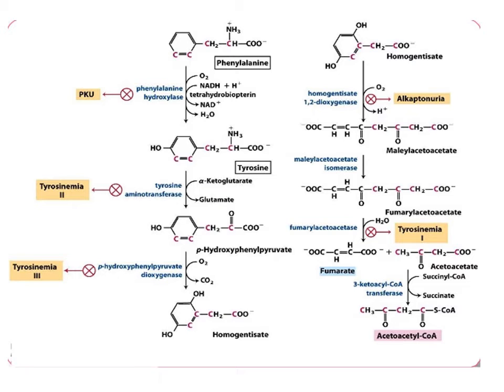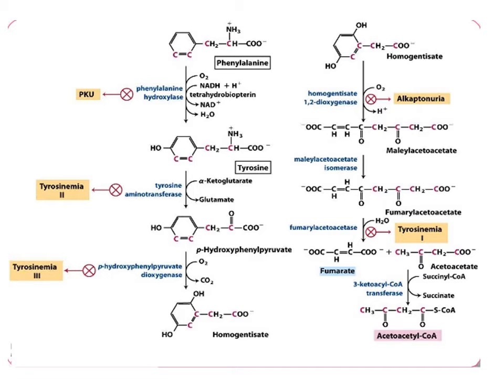And again this fumarylacetoacetate is an 8 carbon compound which is acted upon by an enzyme called fumarylacetoacetate hydrolase. So this reaction uses water to break the bond between fumarate and acetoacetate. As a result of this reaction we get two products, a 4 carbon compound called fumarate, which is glucogenic, and another 4 carbon compound called acetoacetate, which is ketogenic.